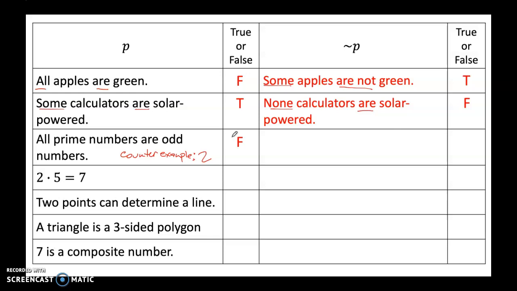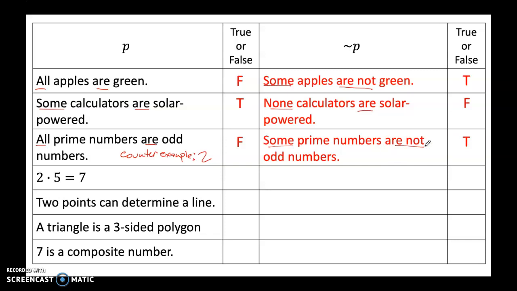So for the negation of the given statement, we have all are. We will change that to some are not. So some prime numbers are not odd numbers. And this is a true statement.